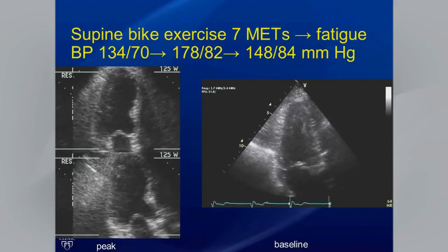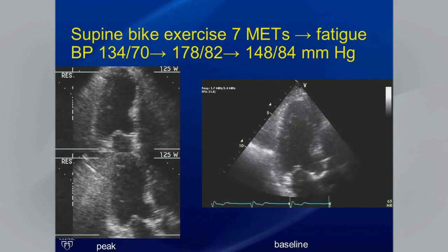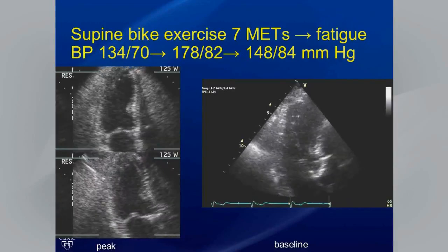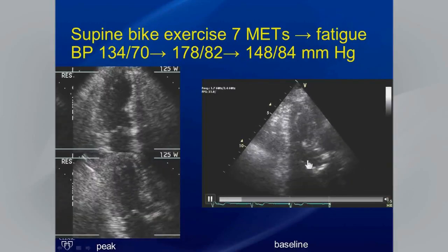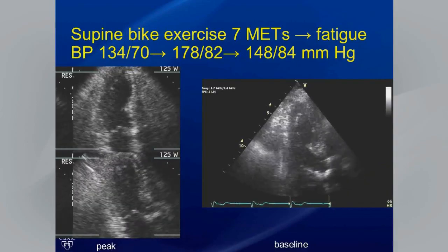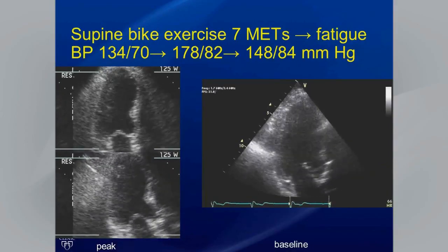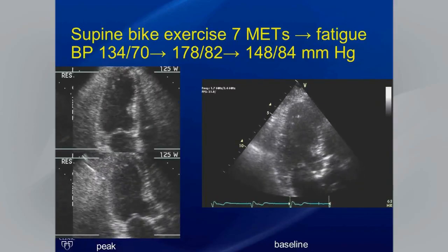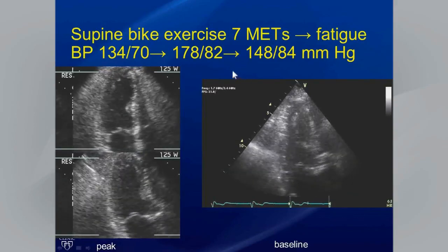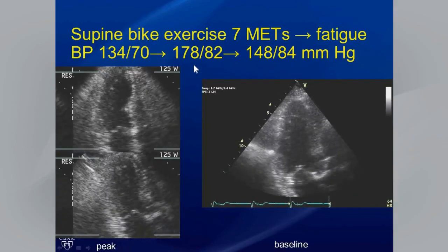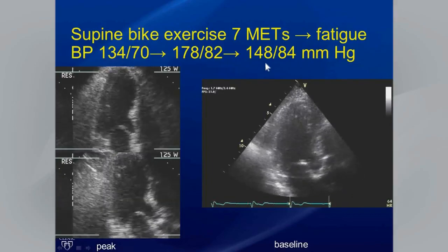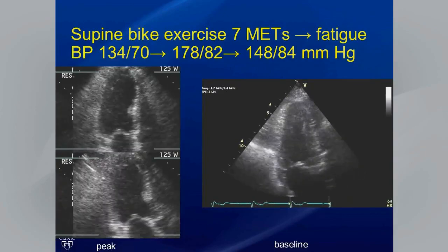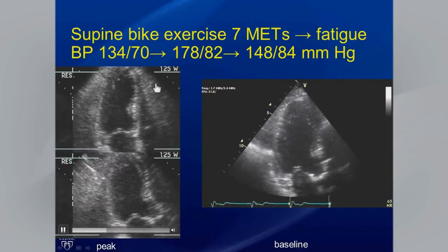We performed a supine bicycle exercise test in this patient. He exercised to 7 METs and developed fatigue. His baseline image here in an apical long axis view is shown. And again, you see normal ejection fraction and symmetric increase of the anteroseptum and infralateral walls. With the stress of exercise, his blood pressure initially went up, but at peak exercise, his blood pressure fell. So a concerning finding.